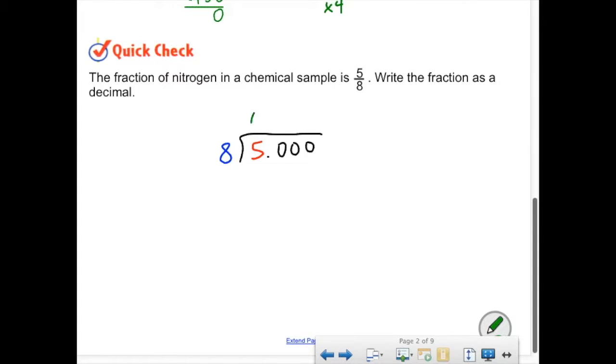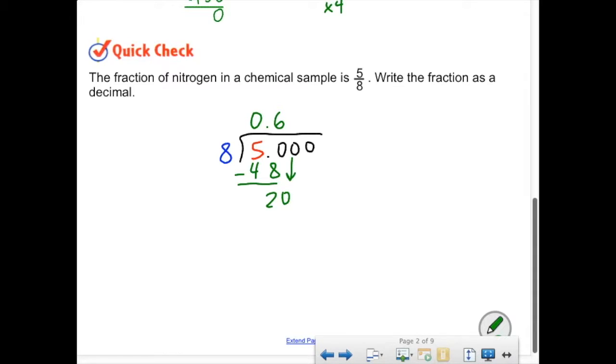No. So I put a 0, bring the decimal up. Does 8 go into 50? Yes. How many times? 6. And what's 6 times 8? 48. Subtract off, I get 2. Very good. Now I got to drop down my 0.